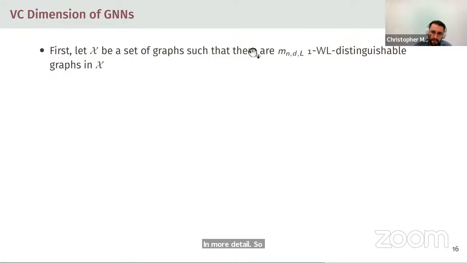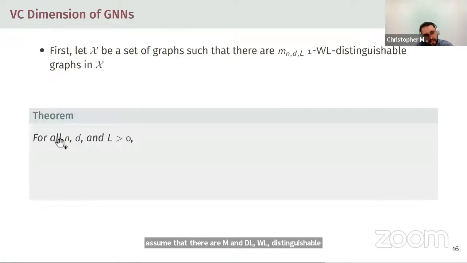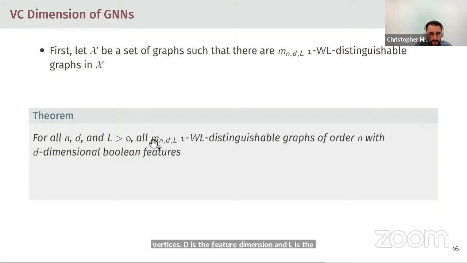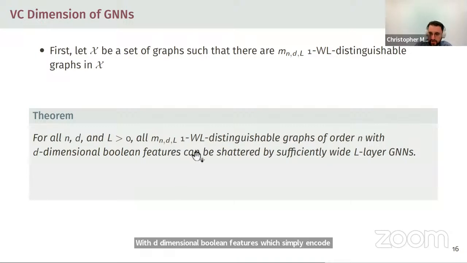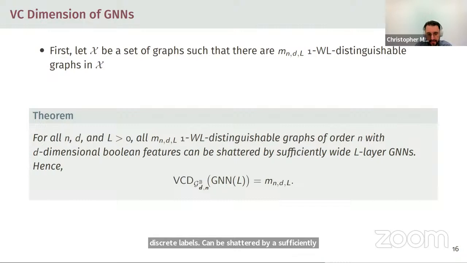So we have a set of graphs and we assume that there are MNDL 1WL-distinguishable graphs in our set X. Then we show that for all N, where N is the number of vertices, D is the feature dimension, and L is the number of layers, all MNDL 1WL-distinguishable graphs of order N, so N vertices with D-dimensional Boolean features, which simply encode discrete labels, can be shattered by a sufficiently wide L-layer GNN, and hence the VC dimension is exactly MNDL. So it's lower and upper bounded by this quantity.